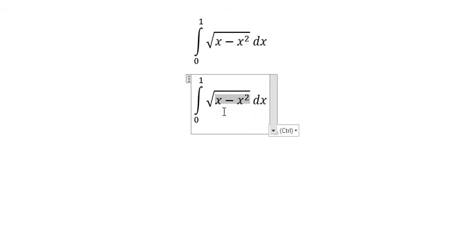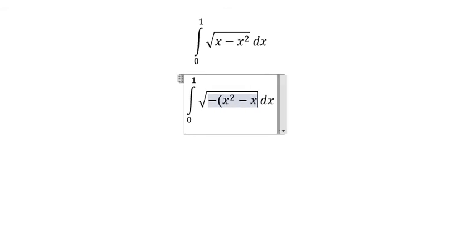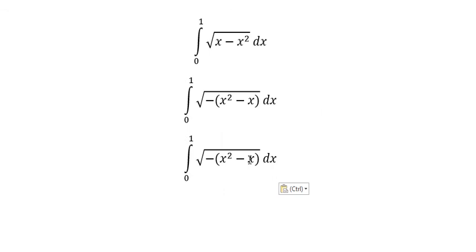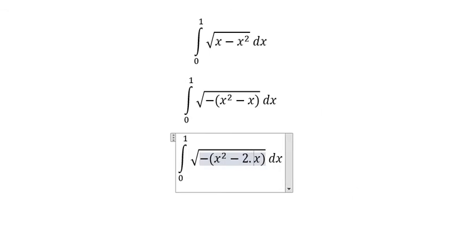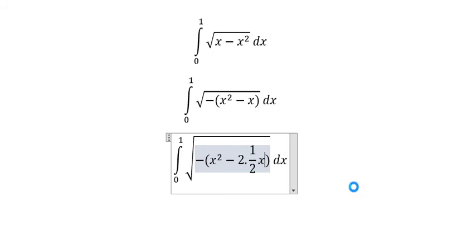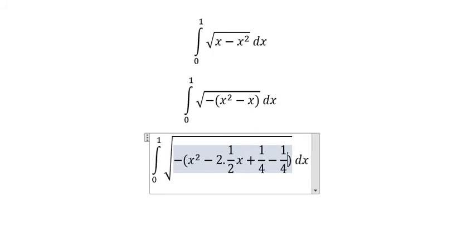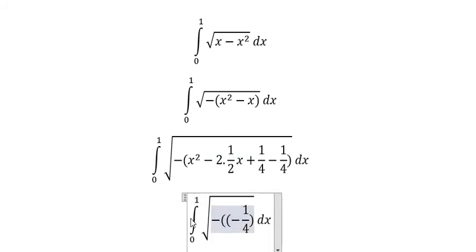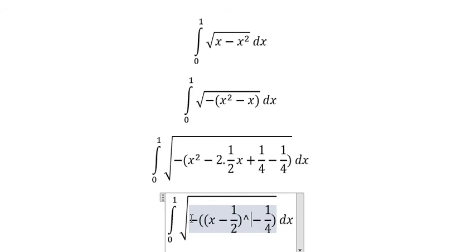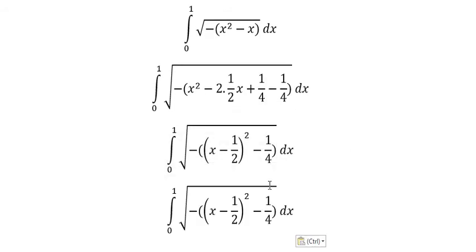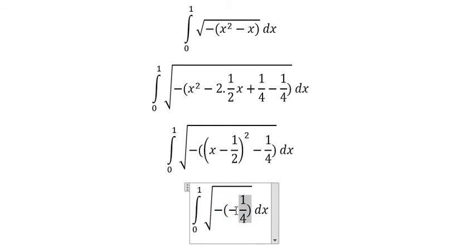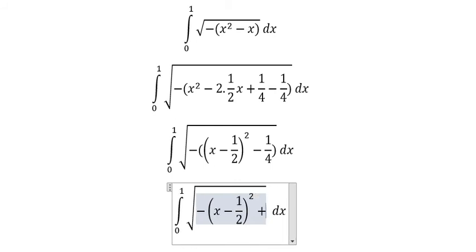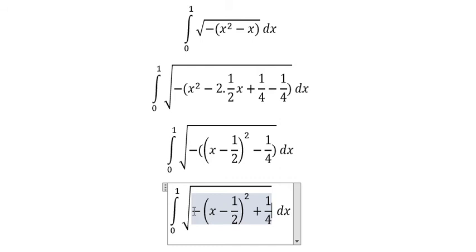We can put about negative x squared minus x about x. We have 2 multiplied with 1 over 2. So we need to use about 1 over 4 minus 1 over 4. So this one, we can put about x minus 1 over 2, everything to the power of 2. Negative, negative, you got about positive. So we put 1 over 4 in here.